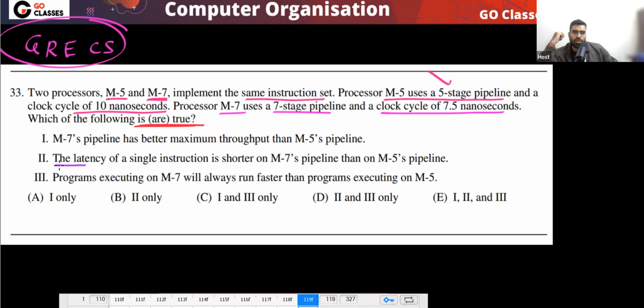First, let's see option 2. The latency of a single instruction is shorter on M7 than M5. Latency means how much time you are taking for a single instruction. Is this true? For one instruction, what will happen on M5 and M7?